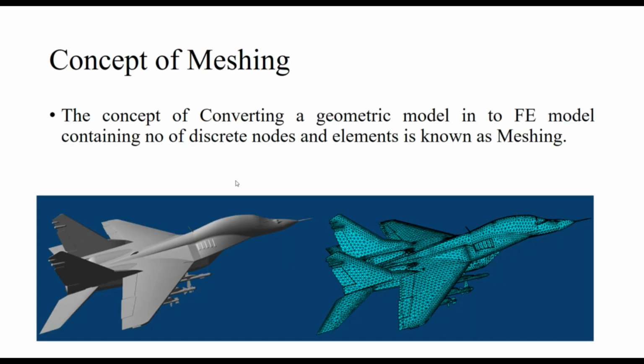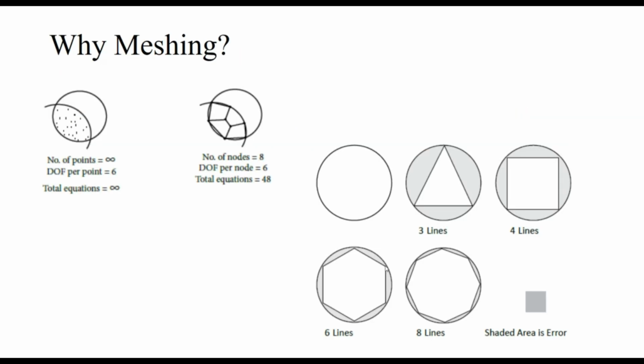Then the most important concept inside FEM is the concept of meshing. So what do you mean by meshing? If you take a geometric body like this or solid body like this, in order to solve this particular problem, you need to convert this solid body into a finite element body. The concept of converting a geometric model into a finite element model, which contains a number of discrete nodes and elements, is known as meshing. See, why do we need meshing?